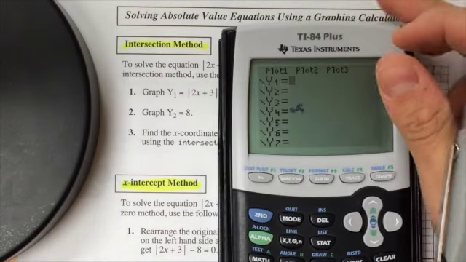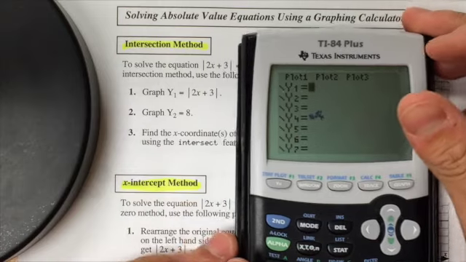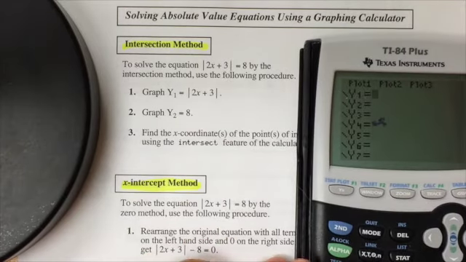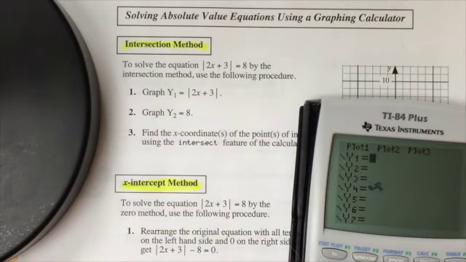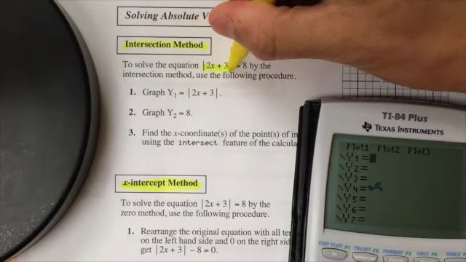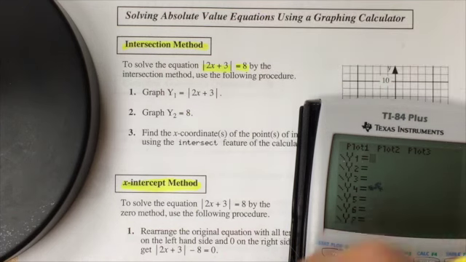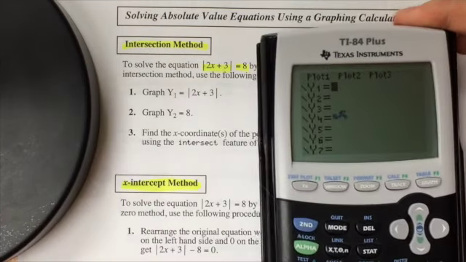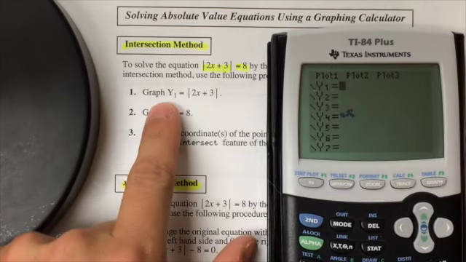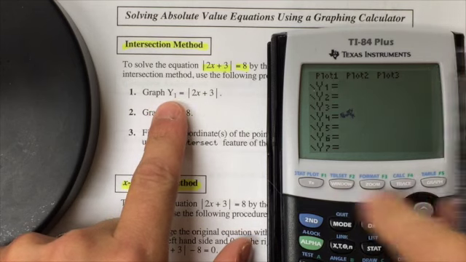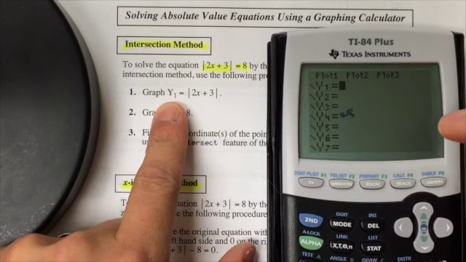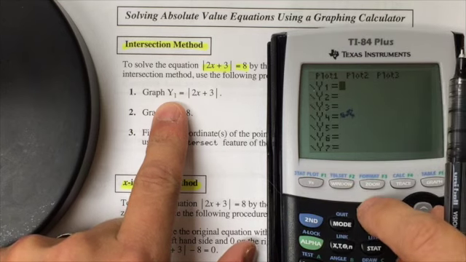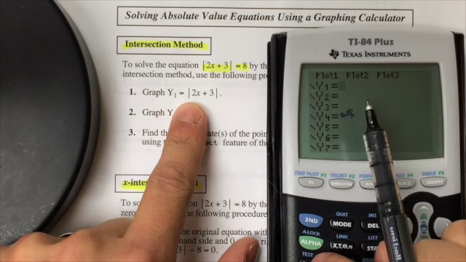Now, what you need to know is how to type these absolute value functions into your calculator. The first thing you need to do is know what the absolute value function is and how to input it. So if we're solving the equation, the absolute value of 2x plus 3 is equal to 8, and if we're going to use the intersection method, what we need to do is input the absolute value of 2x plus 3 into y1. To do that, at the normal procedure, you go to your y equals, and then from here, you want to choose an absolute value bracket. And to do that, you go to math.